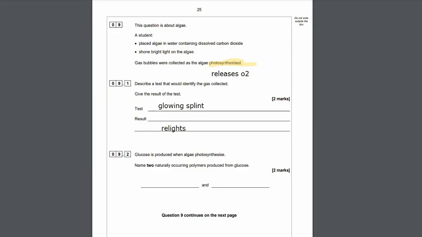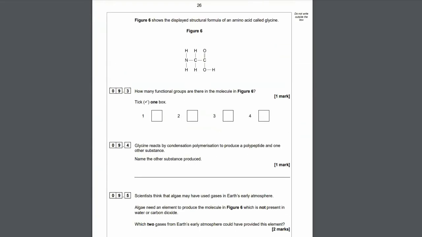9.2, glucose is produced when algae photosynthesized. Name 2 naturally occurring polymers that can be produced from glucose. Well, cellulose, starch, or glycogen. I mean, I don't think the algae will make glycogen, but there we go. Cellulose, starch, and glycogen are all naturally occurring polymers of glucose.